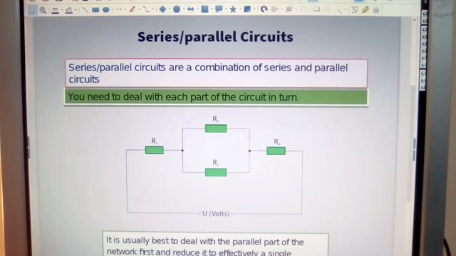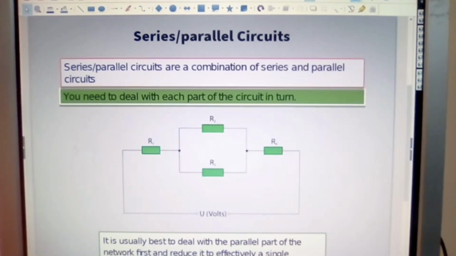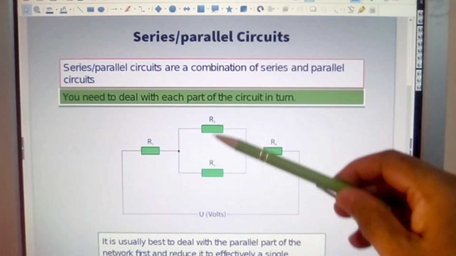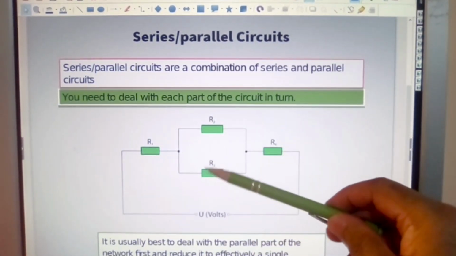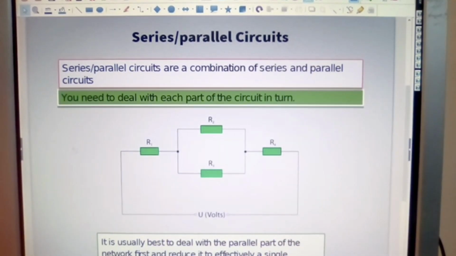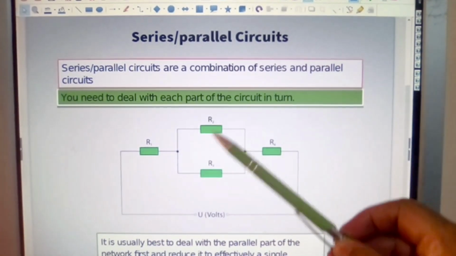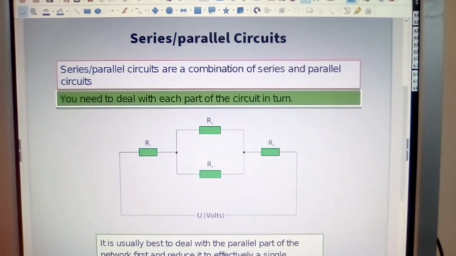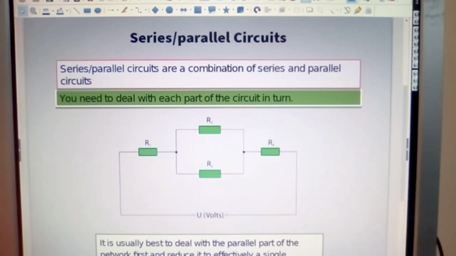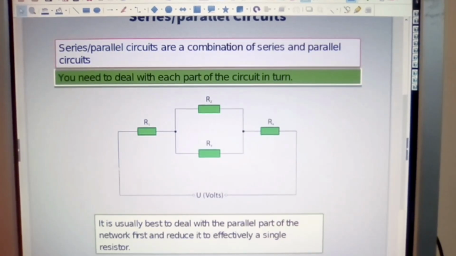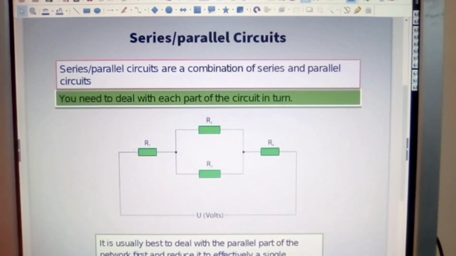Here we have series parallel circuits, a combination of series and parallel circuits, and here you have your parallel function, and when you evaluate these two resistors, it will then be 1, 2, 3 resistors in series, okay? But you must evaluate these two resistors first. Always evaluate the resistors in parallel in order to complete your circuit. It is usually best to deal with the parallel part of the network first and reduce it to effectively a single resistor. Okay, same thing.